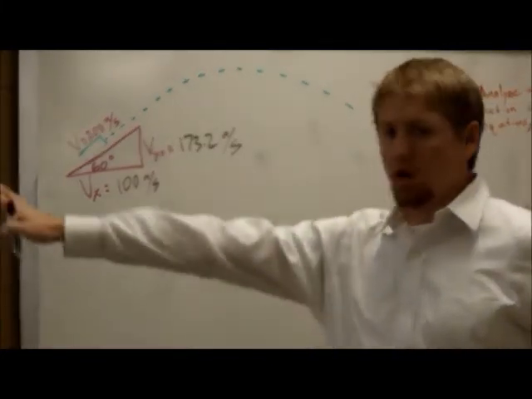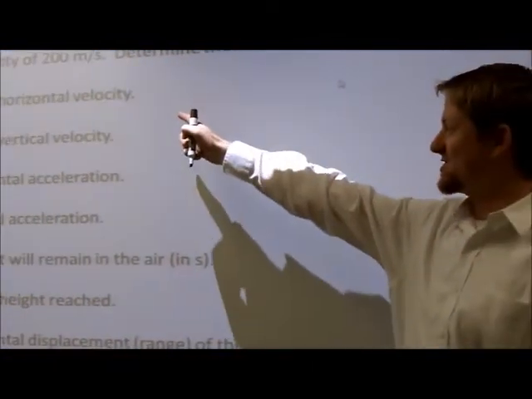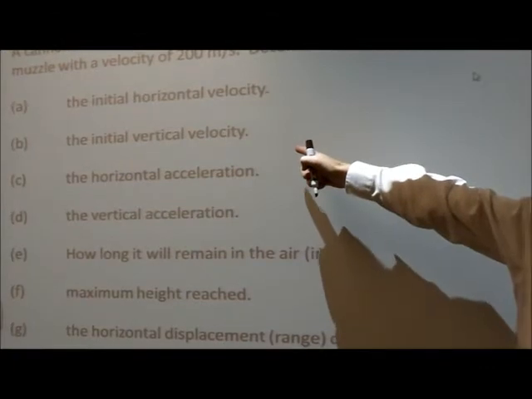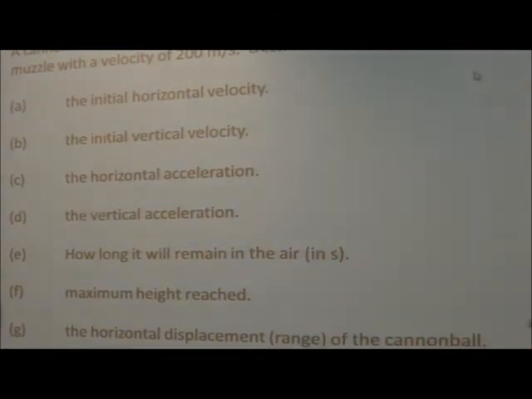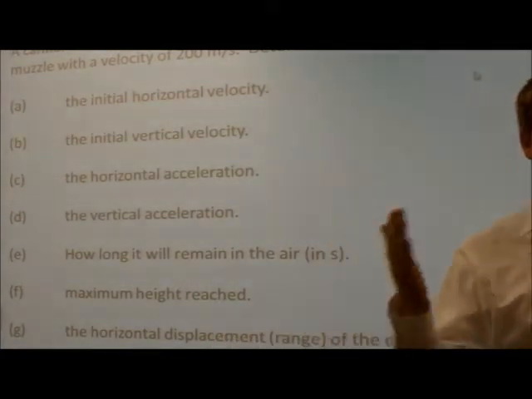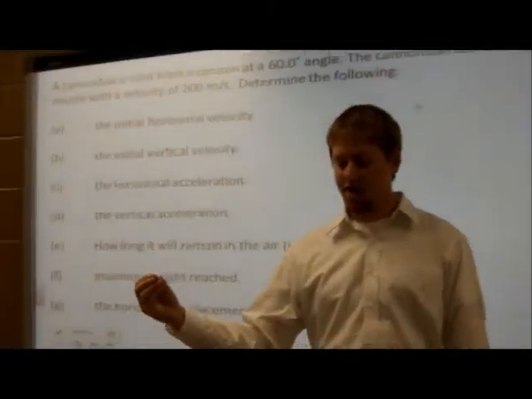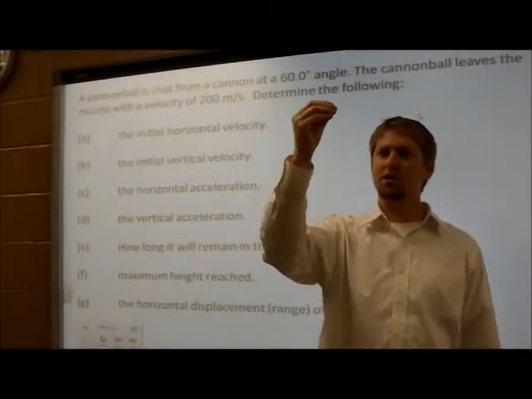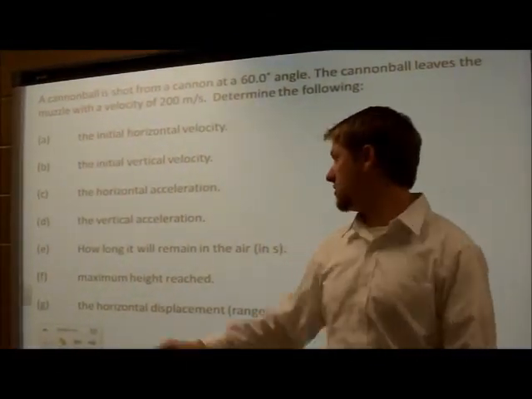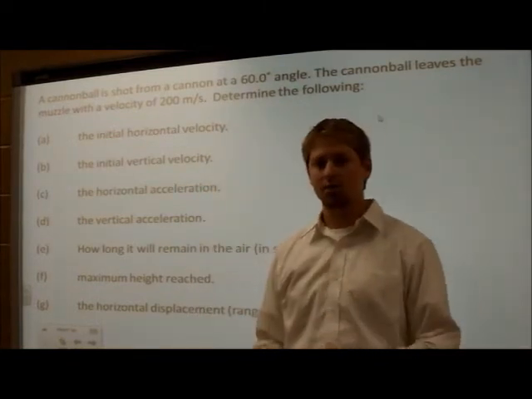All right, so we have solved our first two things here, A and B: initial horizontal velocity and initial vertical velocity. Both of those are Vx and Vy0. Our horizontal acceleration. Let's think about what's happening to the cannonball as it flies through the air. As this cannonball takes off and goes through the air, it is not going to accelerate horizontally.